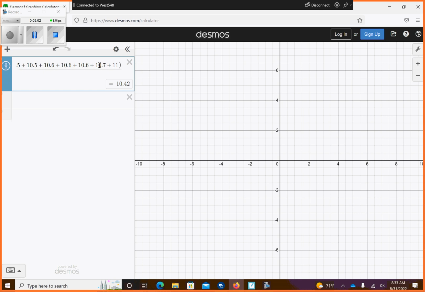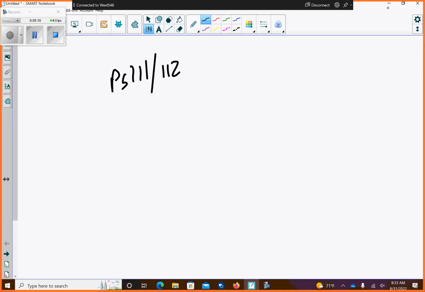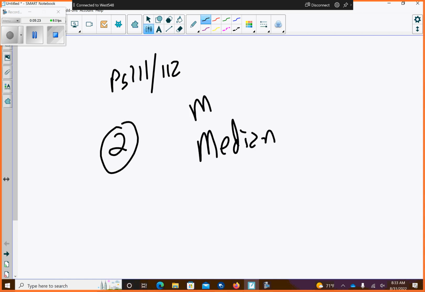Now, in order to find the median, so do you feel comfortable finding the mean? Yeah. It's pretty easy. Okay. Of course, you can use your own calculator. You don't have to use Desmos. Finding the median for number 2 is more tedious. So the mean is x bar, which is 10.42.